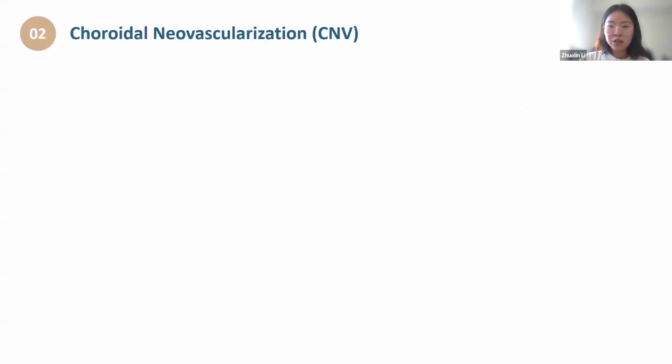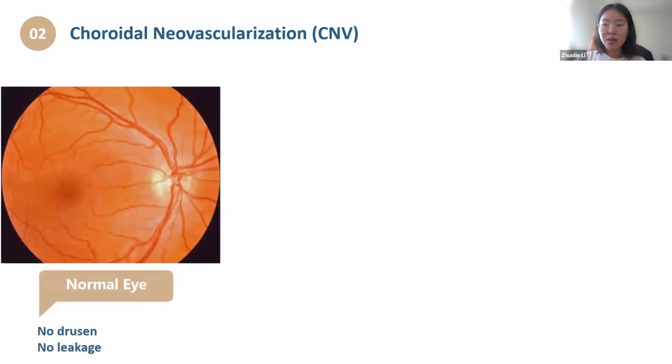In this slide, I will show you the progression from a normal eye to dry AMD and finally to wet AMD, or neovascular AMD, which is the focus of our review. So here is the normal eye fundus photo, and the retina you can see here is free from drusen, which are yellow deposits, often considered as the early sign of AMD.